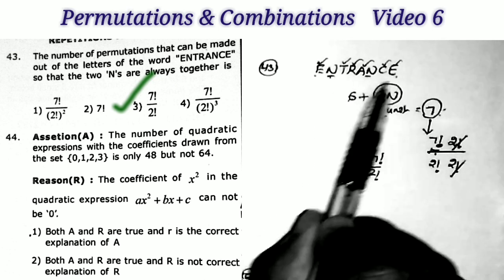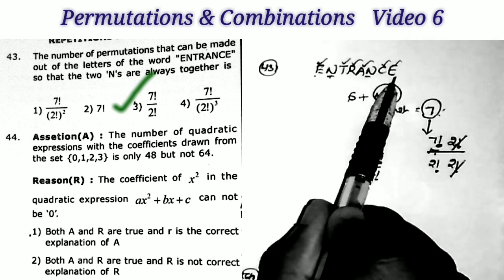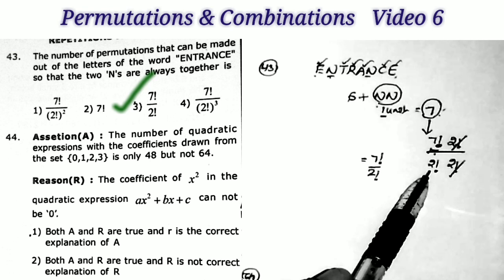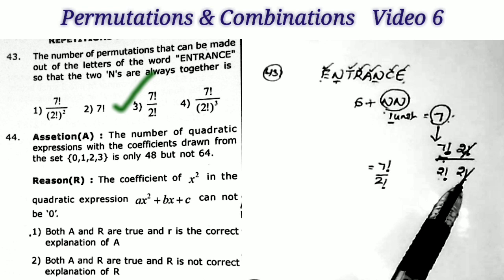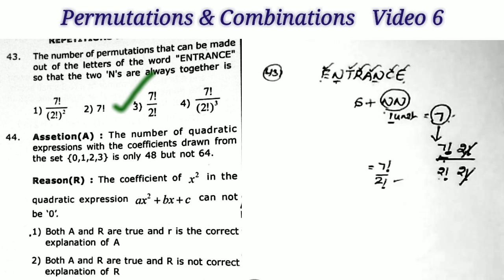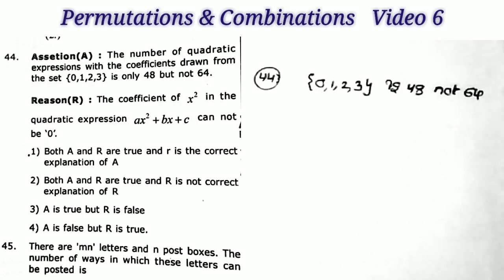But here in the arrangements we have the letter E repeated twice, which means we divide by 2 factorial. Similarly, N is repeated twice, so again we divide by 2 factorial. Therefore, the answer is 7 factorial by 2 factorial, and that is the third option. Okay. Next question, sum number 44.